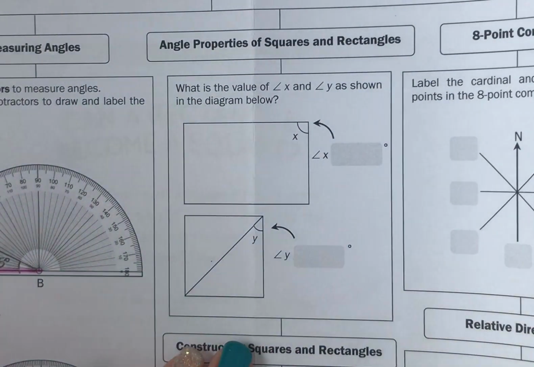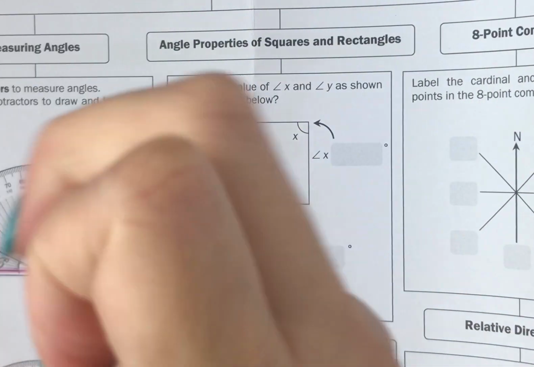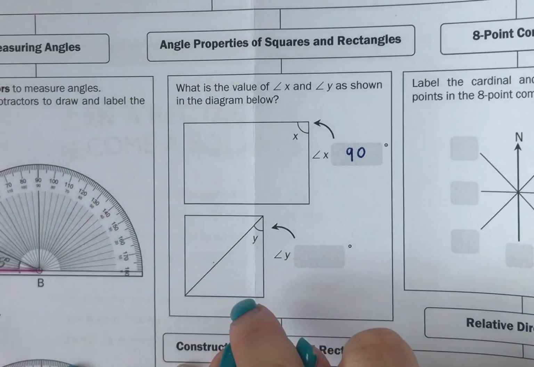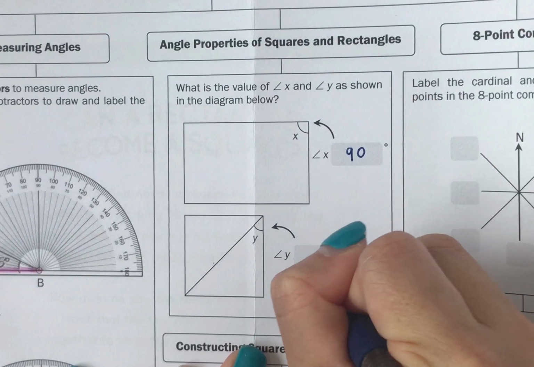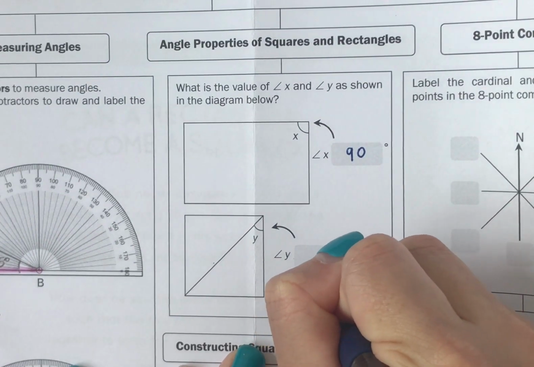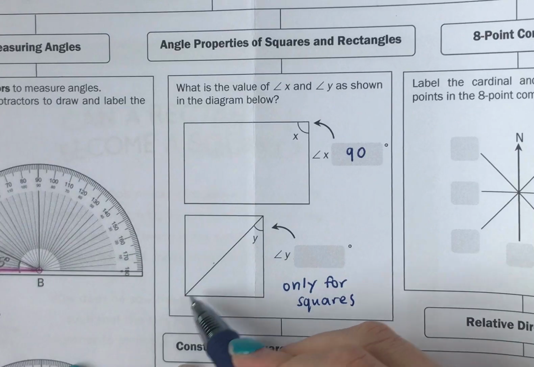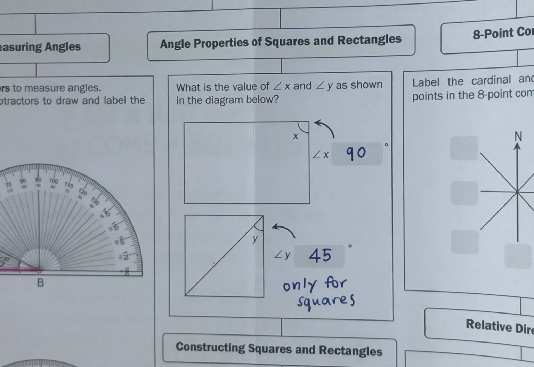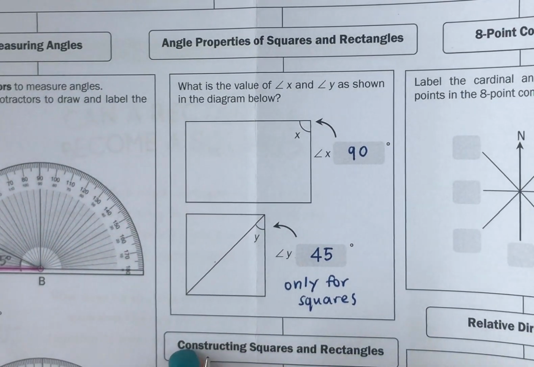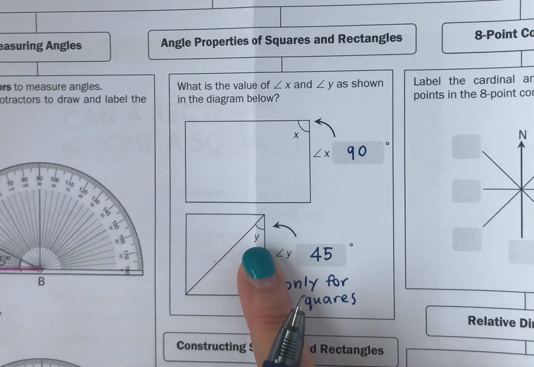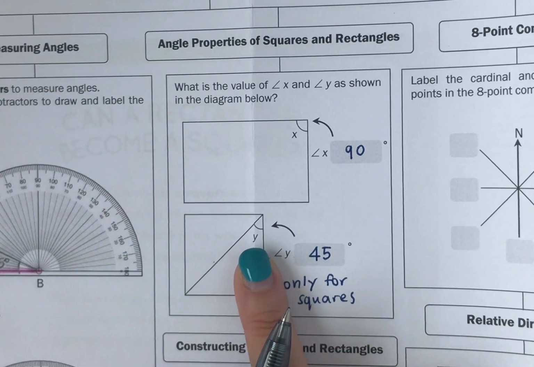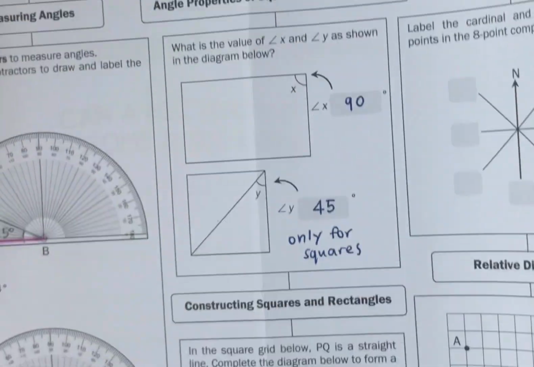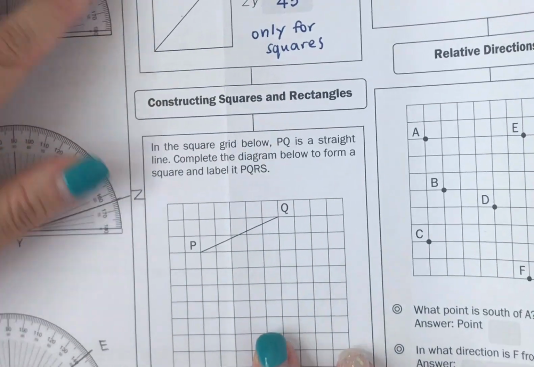Now we go to angle properties, so you can join us again. The angle of any rectangle or square is 90 degrees. This is only for squares. If you draw a diagonal through the square, this will be half of 90 degrees, which is 45. If you draw a diagonal through a rectangle, it will not be accurate to 45 degrees because the length and breadth are not equal. You can only do so here because the length and breadth are equal.